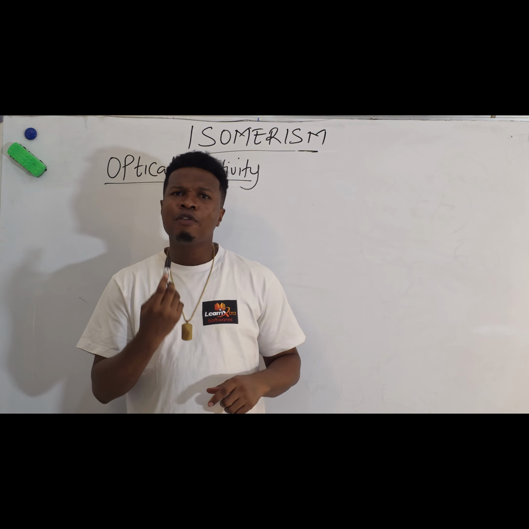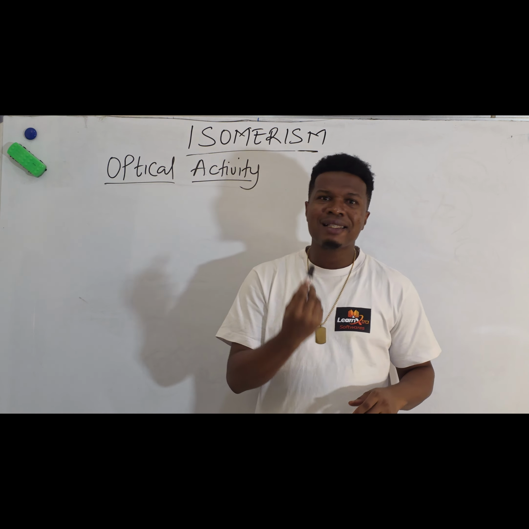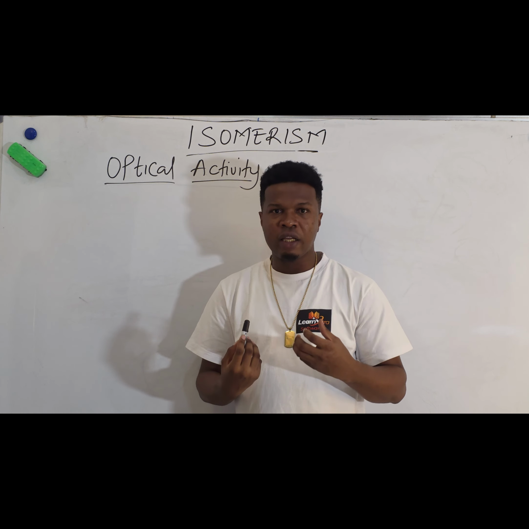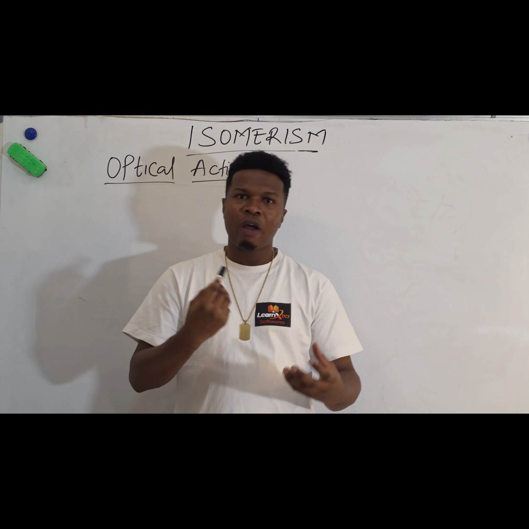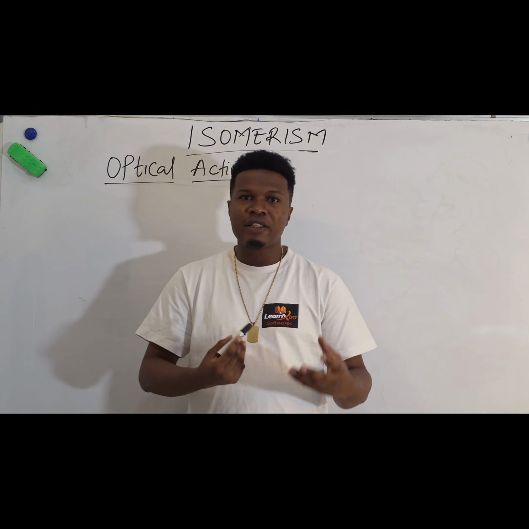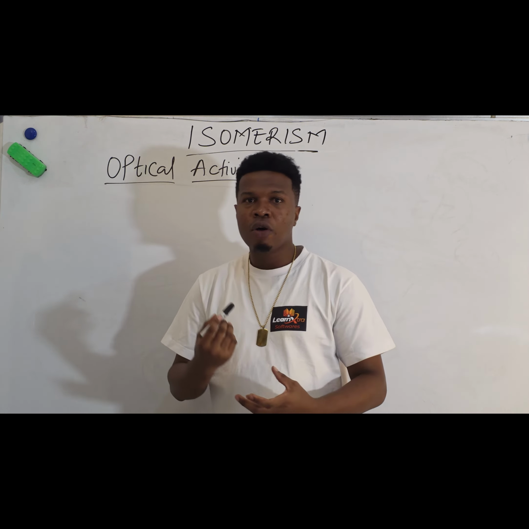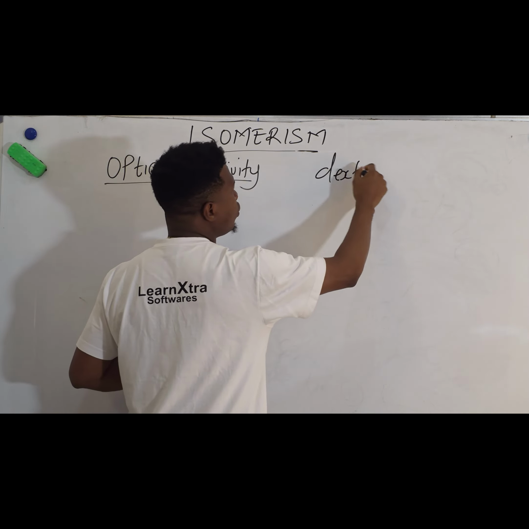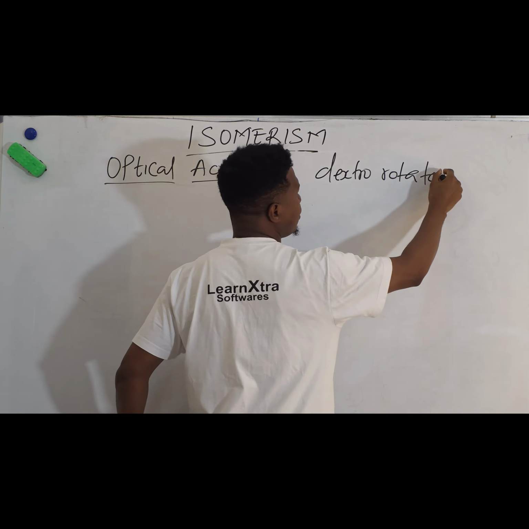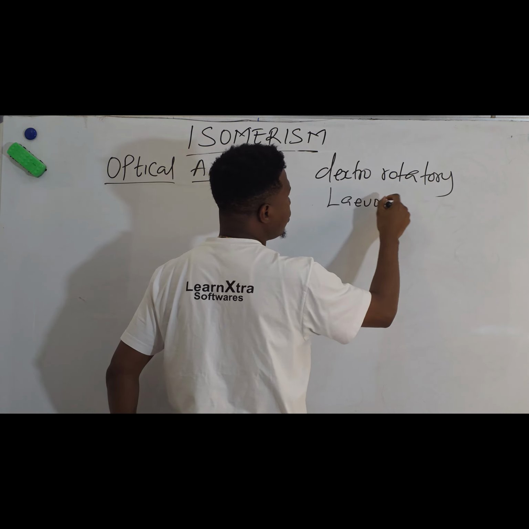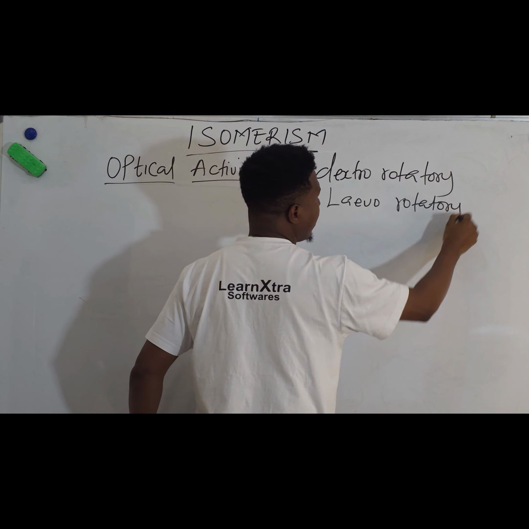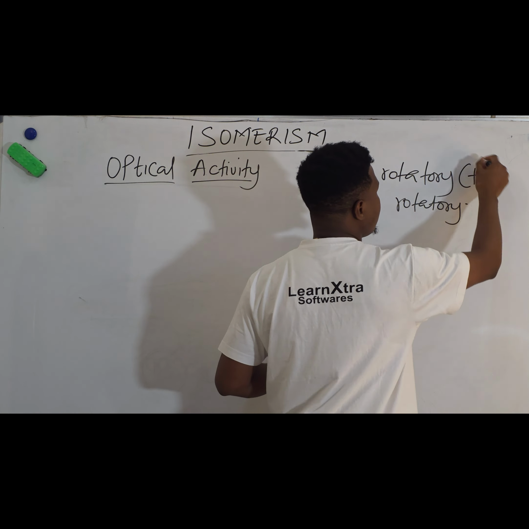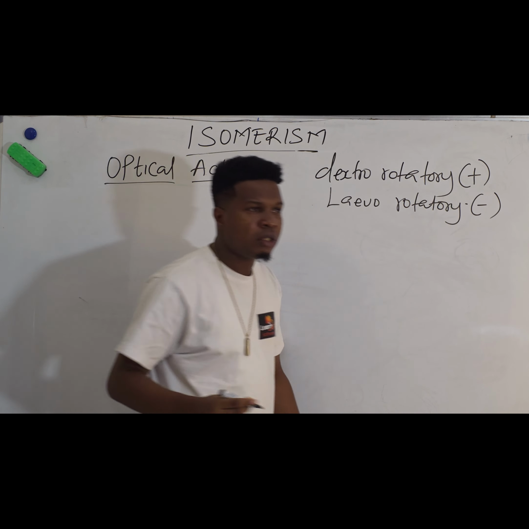Optically active compounds can rotate a plane polarized light either clockwise or anti-clockwise. In this case of study, that clockwise or anti-clockwise movement will be represented as dextro-rotatory movement or levo-rotatory movement. We use a plus sign to illustrate dextro and a negative sign to illustrate levo.